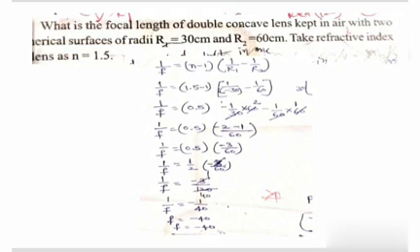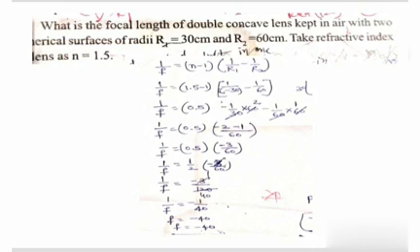What is the formula related to this all? 1 by F is equal to (n minus 1) into (1 by R1 minus 1 by R2). N is equal to 1.5 is there, no? Substitute that in the place of n. 1 by F is equal to 1.5 minus 1, open bracket. R1 is equal to 30, no?